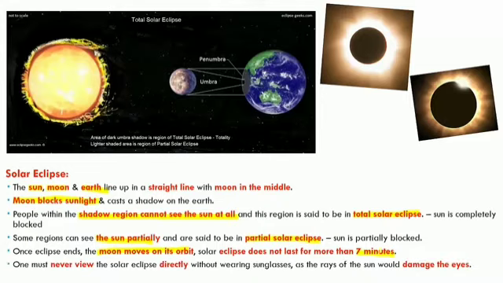And children, you should never see a solar eclipse directly with your eyes because it can damage your eyes. So you have to wear solar sunglasses in order to see an eclipse. So please keep that in mind or you are going to damage your eyes.